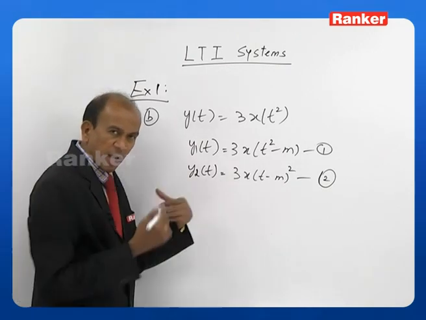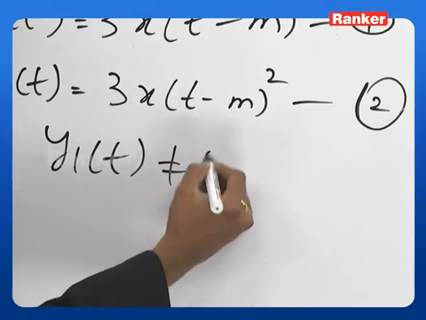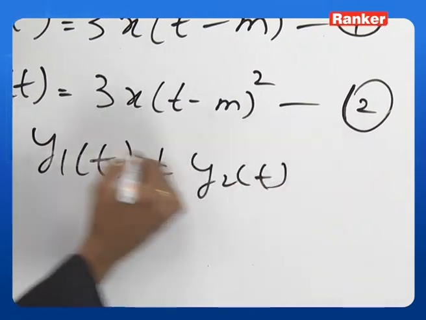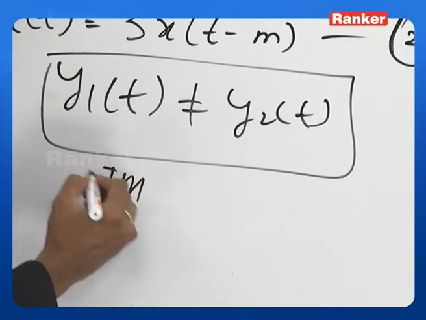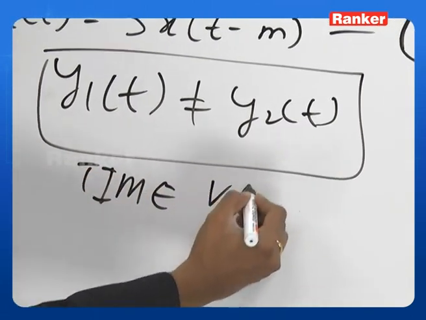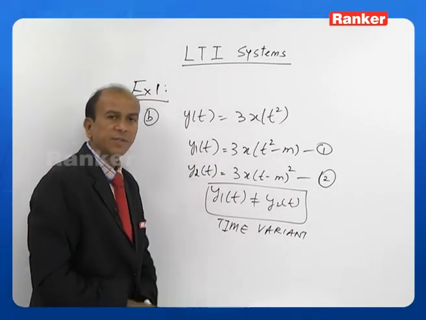This is the second equation. See from this, y1 of t is not equal to y2 of t. So this system is again time variant. So this is the second case.